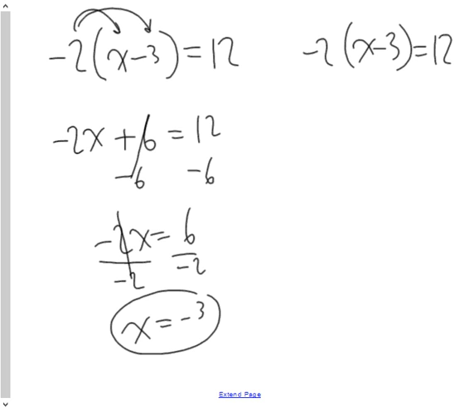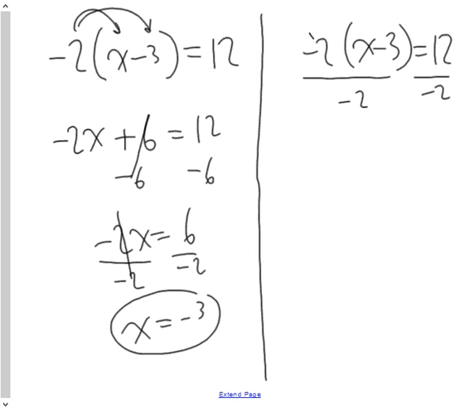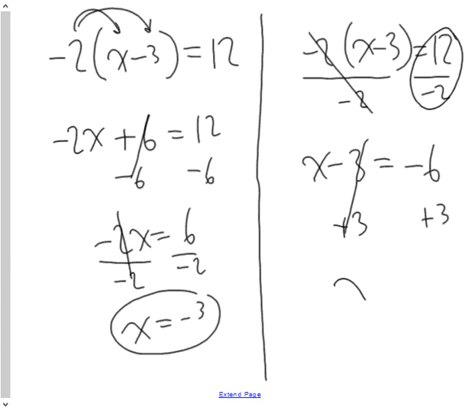However, if we do it the second way, which is the easier method, if I have negative 2 groups of x minus 3 equal to 12, then dividing both sides by negative 2 will give me 1 group of x minus 3. So if negative 2 groups of x minus 3 equals 12, then 1 group of x minus 3 will equal whatever this is, which is going to be negative 6. So now I've created a much simpler equation. I will add 3 to both sides, and I will solve x equals the sum of these two, which is still negative 3.